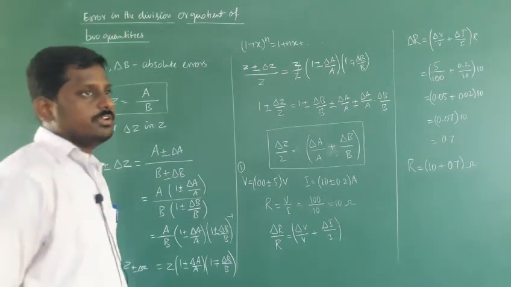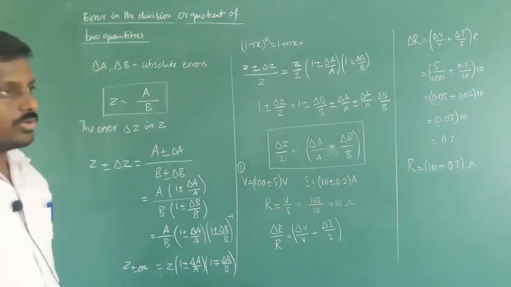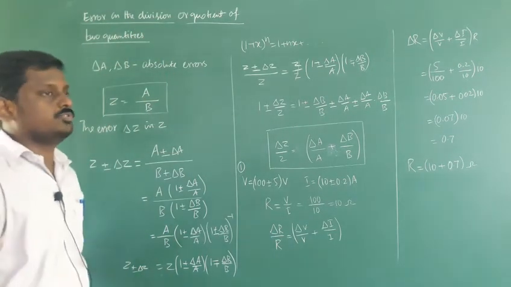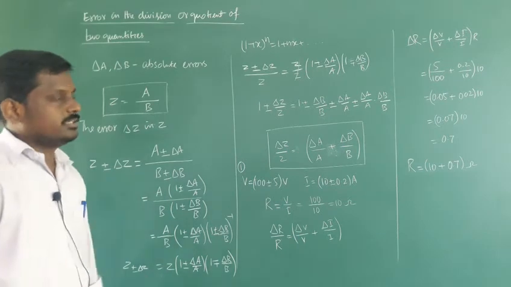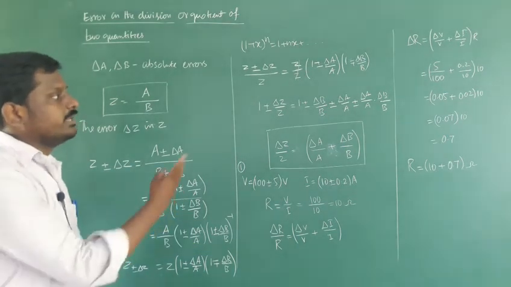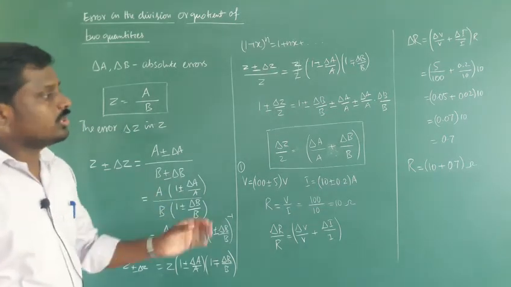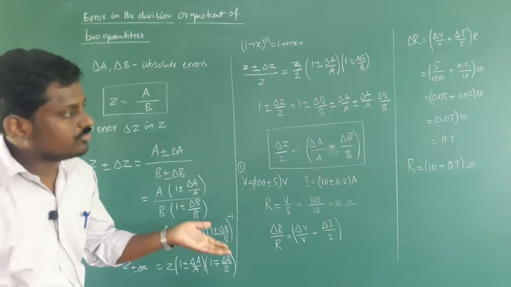So in this class we are going to find the error in the division or quotient of two quantities. So we are dividing something, A by B. What is the error? If A has some error and B has some error, what is the final result? That is the impact. So how to minimize the error? How to find the error?